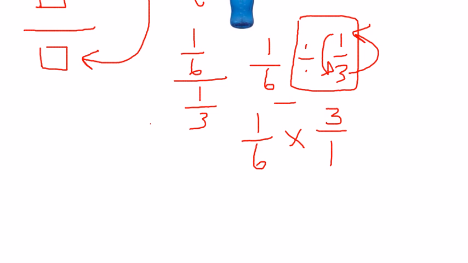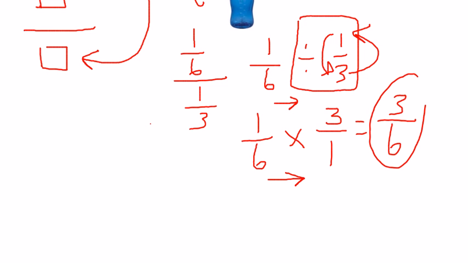Multiplying fractions, straight across the top, straight across the bottom. We've got some crazy difficult numbers here. 1 times 3, I'm going to guess that that's 3. And the same thing, 6 times 1. I hope that turns into a 6. So here's our answer: 3/6.